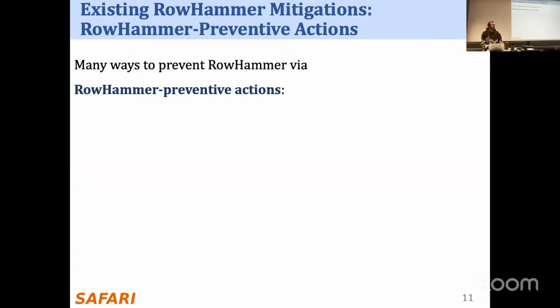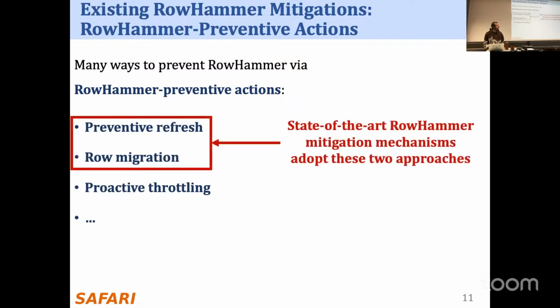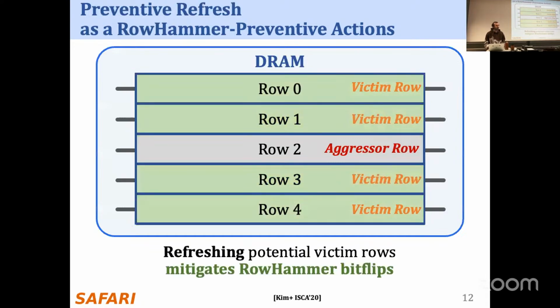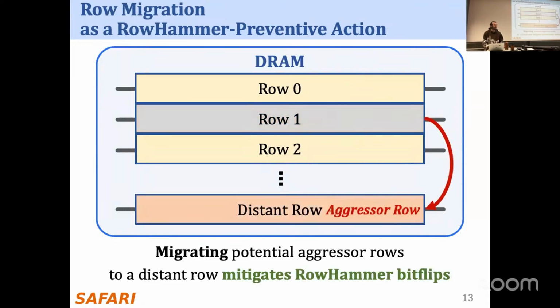There have been many ways proposed by industry and academia to prevent RowHammer via RowHammer preventive actions. Here I show a non-exhaustive list of RowHammer preventive actions which one can take to prevent RowHammer. In our talk, we will focus on these two, as the state-of-the-art RowHammer mitigation mechanisms adopt these two approaches. First is preventive refresh, where we preventively refresh the charge of victim rows before their aggressors have been activated enough times to induce a bit flip. And the second is row migration, where we move or migrate the contents of an aggressor row to a distant row away from its victims before it can induce any bit flips.